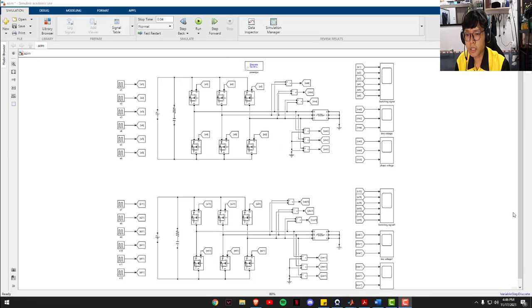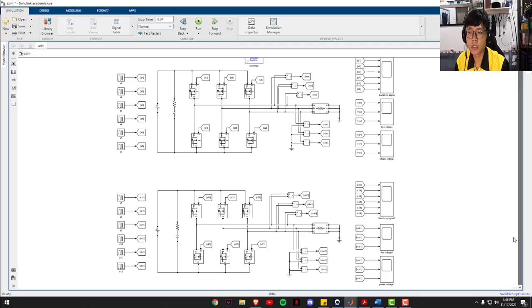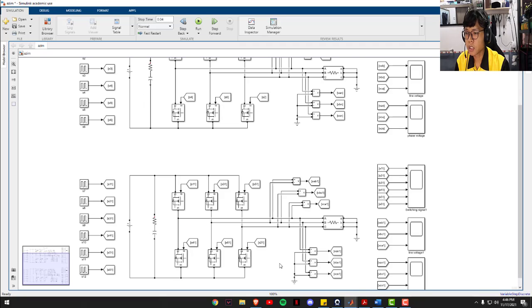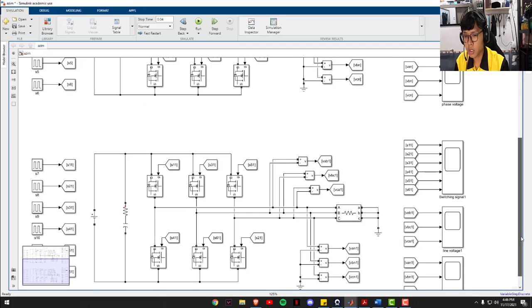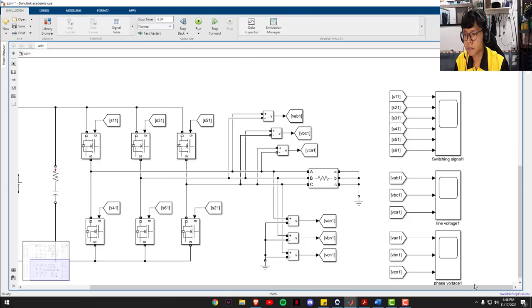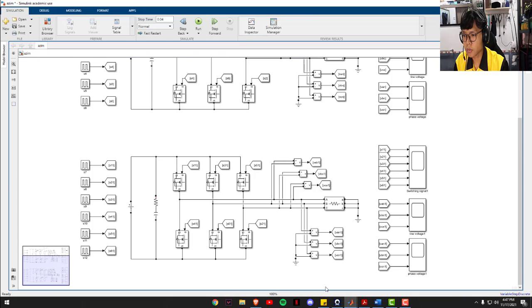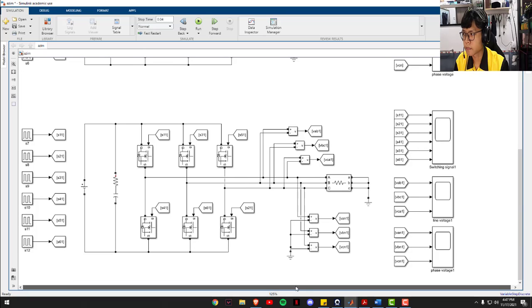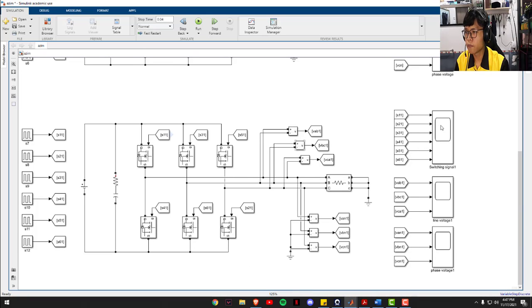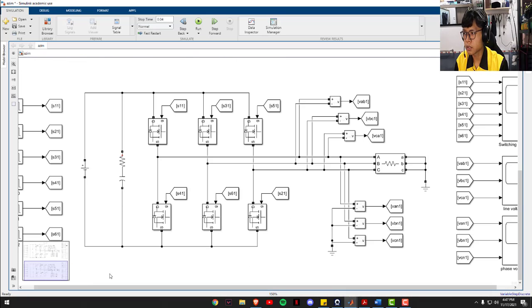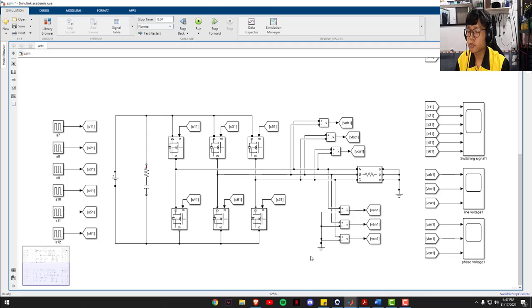Okay, next I will explain in detail the differences. We will focus on the 120-degree conduction mode circuit here. I will zoom it first. Okay, now we have the full Simulink circuit. The difference between these two circuits is the angle, from 180 degrees to 120 degrees, so it affects the pulse generator here.